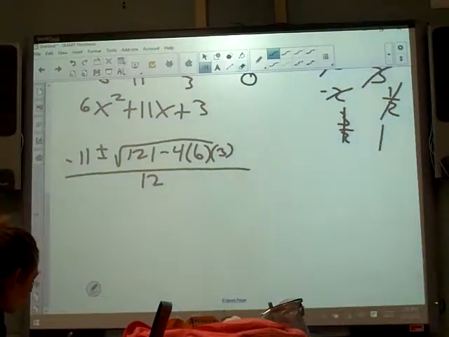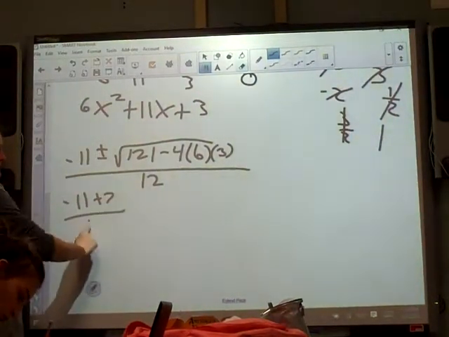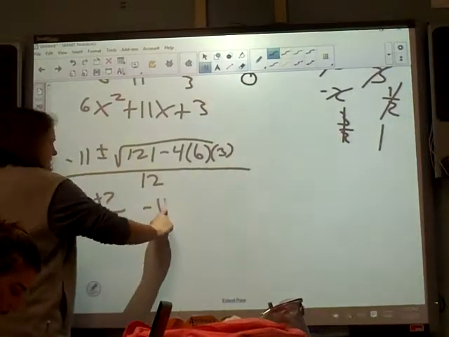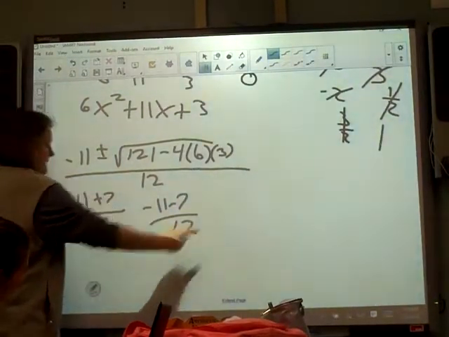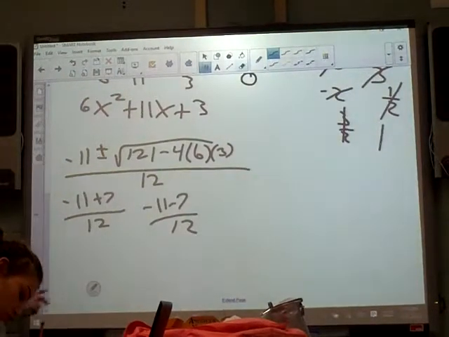Okay, so the square root of 49 is 7. So we have to do negative 11 plus 7, divided by 12, and negative 11 minus 7, divided by 12. So negative 4 divided by 12 is negative 1/3.